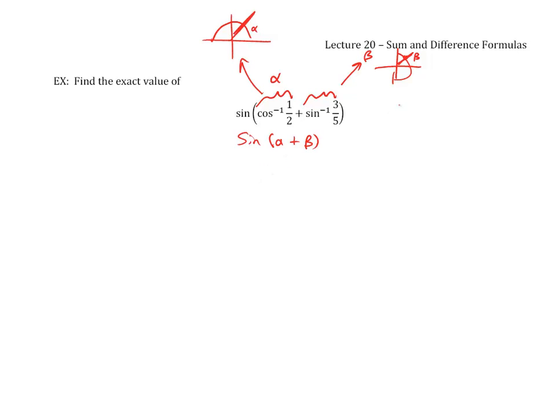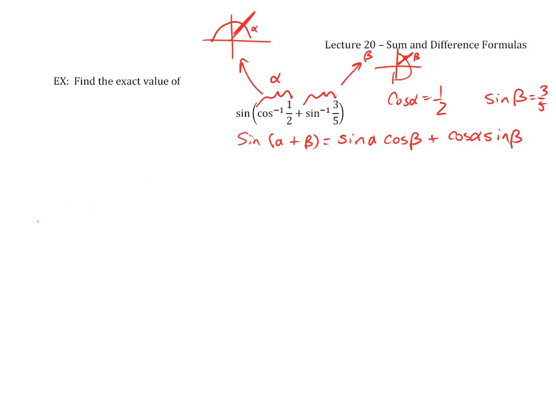And what we know about alpha is that cosine of alpha is 1/2. And we know that sine of beta is 3/5. And we know that because we assigned alpha to be cosine inverse of 1/2 and beta to be sine inverse of 3/5. But in order to do this, we'll need to know not only cosine of alpha, but sine of alpha. And we'll need to know cosine of beta as well, even though we already know sine of beta. So how do we figure that out?